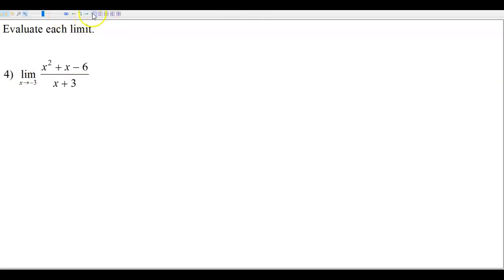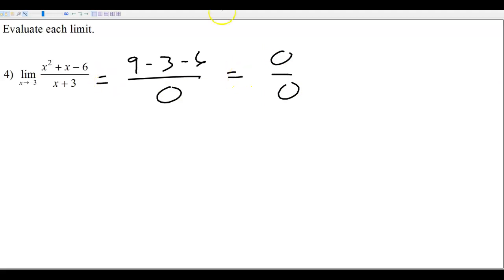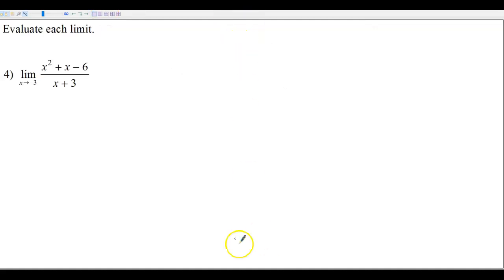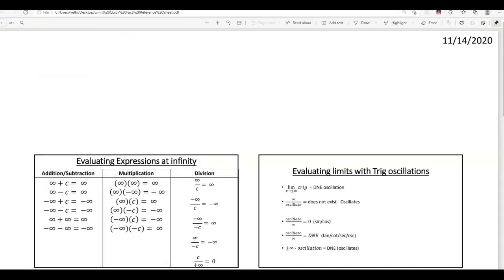Let's go ahead and take a look at number 4. Now, if I were to try to do direct substitution here, I would get 9 minus 3 minus 6 over 0, which is 0 over 0. Now, you may be very tempted to put equal signs here, but just so you guys know, you're not supposed to do that because this is what we call undefined. What that basically means is that this function is not defined at negative 3, so you can't just plug in negative 3 and get your limit answer. Now that doesn't mean all hope is lost. We could just go to our little sheet here and see what to do about that. So let me pull it up real quick here.